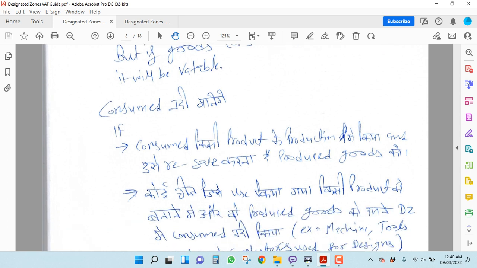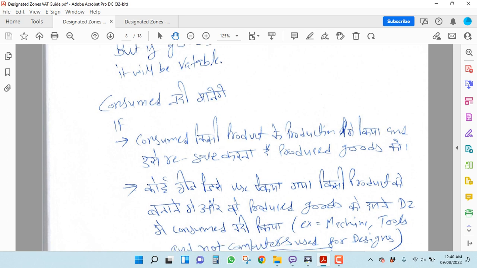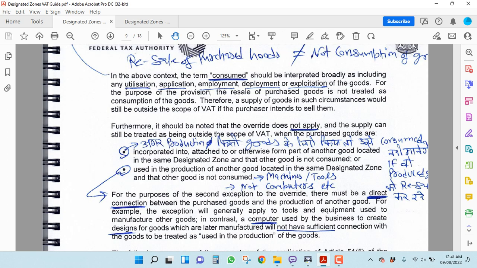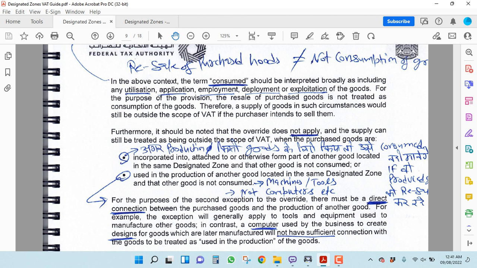Consumed: we will not treat this as a consumption if some conditions are satisfied. We will see in the next video, next slides. In the above context, the term consumed should be interpreted broadly as including any utilization, application, employment, deployment, exploitation of the goods. For the purpose of the provision, the resale of purchased goods is not treated as consumption of goods. Like we purchase some goods for reselling, that will not be treated as consumption. Therefore, a supply of goods in such circumstances would still be outside the scope of UAE VAT if the purchaser intends to resell them.